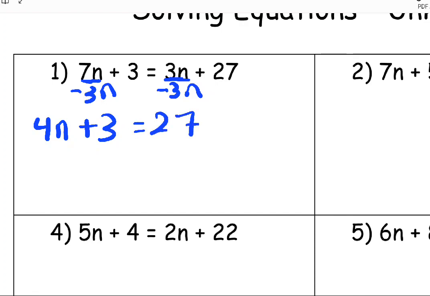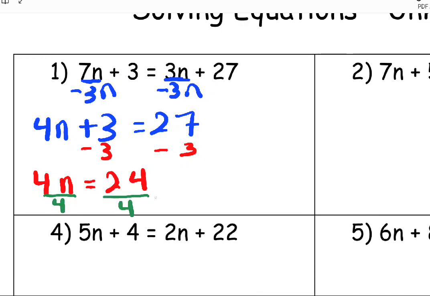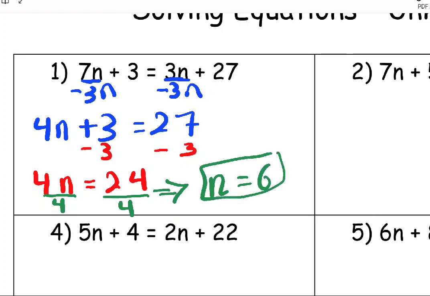Now, to isolate the n, I'll take away the 3, so minus 3, minus 3, so 4n equals 24. So now again I'm going to isolate the n, so I'll divide by 4. Why dividing by 4? Because of the inverse operations. That means n equals 24 over 4, which is 6. To check my solution, I'll substitute n equals 6 on both sides. The left side should equal exactly the same as the right side.